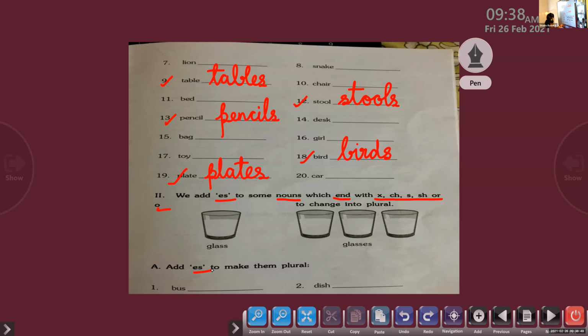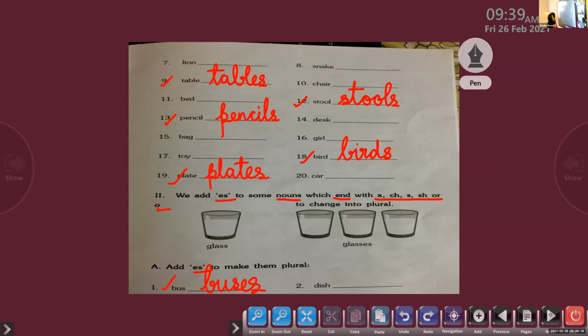Try number 1. Bus. Buses. Spelling. Buses, spelling, my dear. B-U-S, bus. Okay. Spelling. B-U-S-E-S. Buses. Yes? Buses. Okay, thank you.